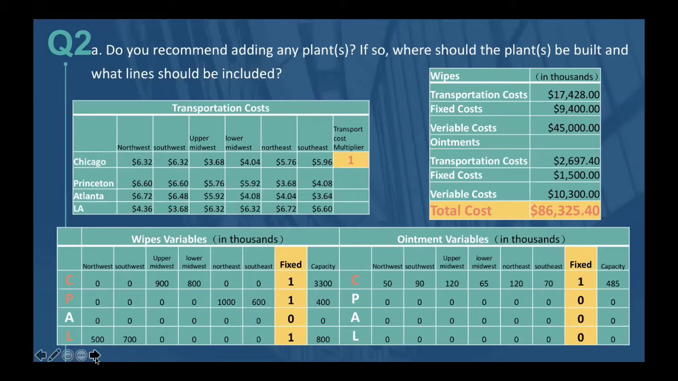For question 2A part, transportation costs unchanged, we propose that wipes production lines should be established in Chicago, Princeton, and Los Angeles, and that the ointment production line should remain in Chicago.